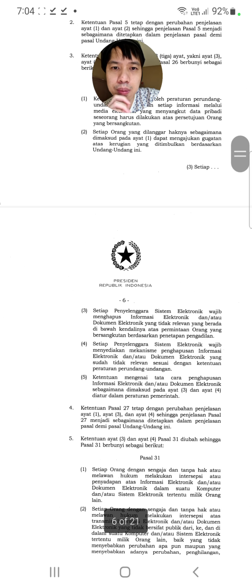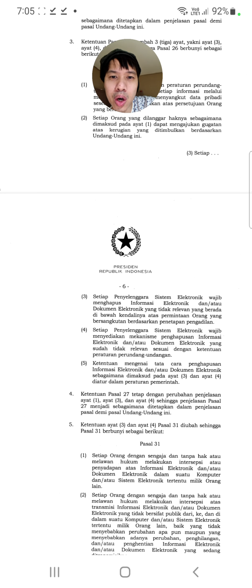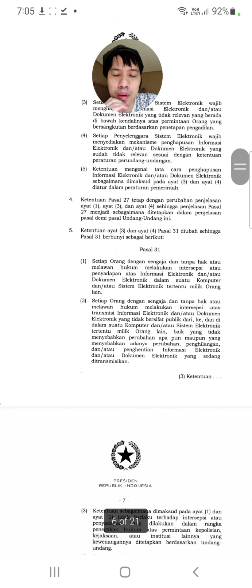Every person that has been violated, as in the previous sentence, can sue for damages caused based on this constitution. Every electronic system executor is required to erase irrelevant electronic information and or electronic documents under their control when requested by the said person based on the court order. So you need a court order for an internet provider, I think, to do that.